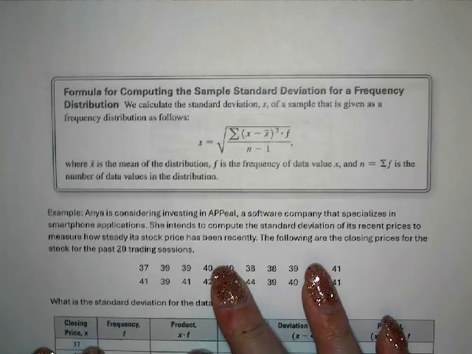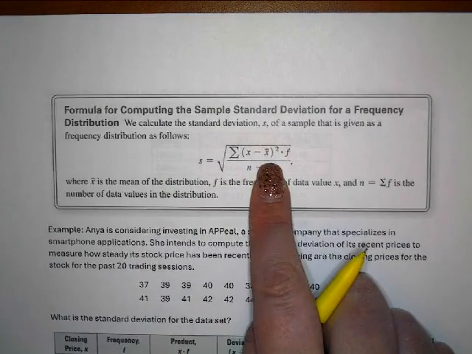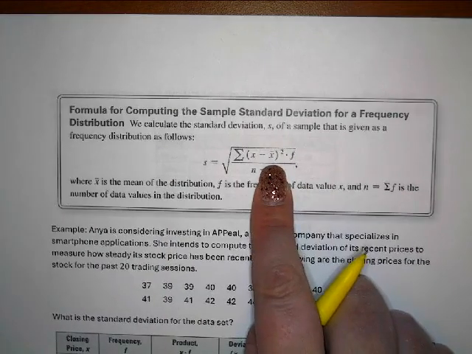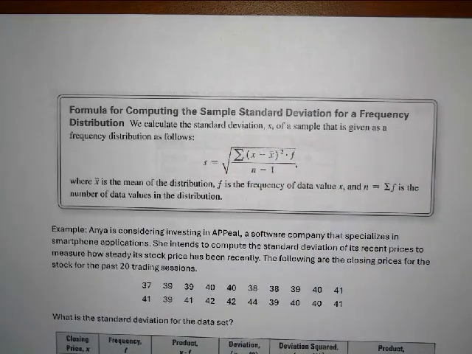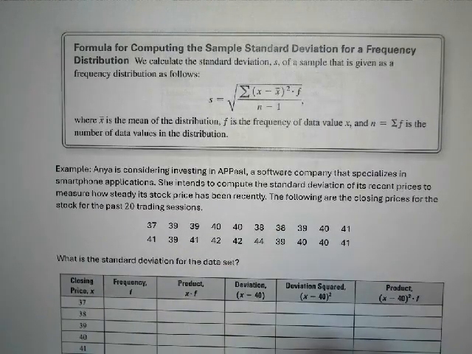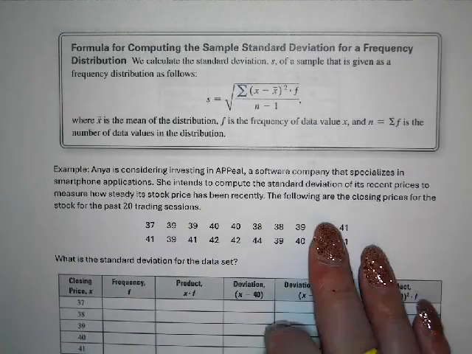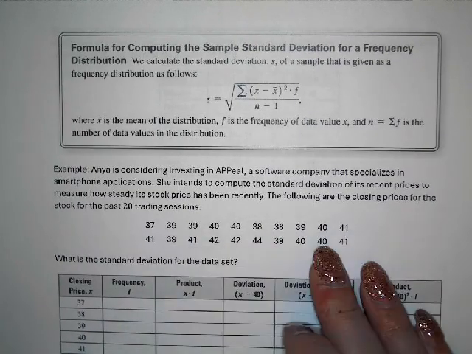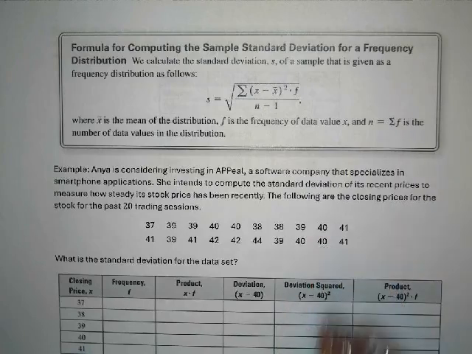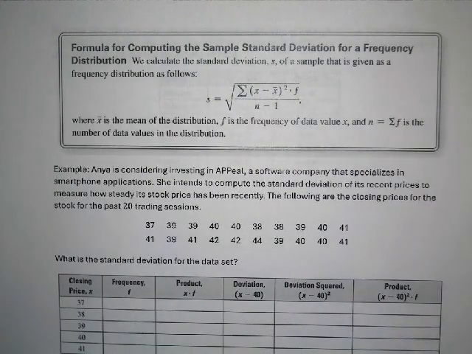All right, so here we want to learn how to compute the standard deviation for a frequency distribution. Now, typically, you would not create the frequency distribution and then find the standard deviation for it. Normally, if I had a set of data, I would just find the standard deviation from the set of data. However, they gave us the data here, and we're going to do both in the same problem. So here's our formula. We're going to work with it in a second.